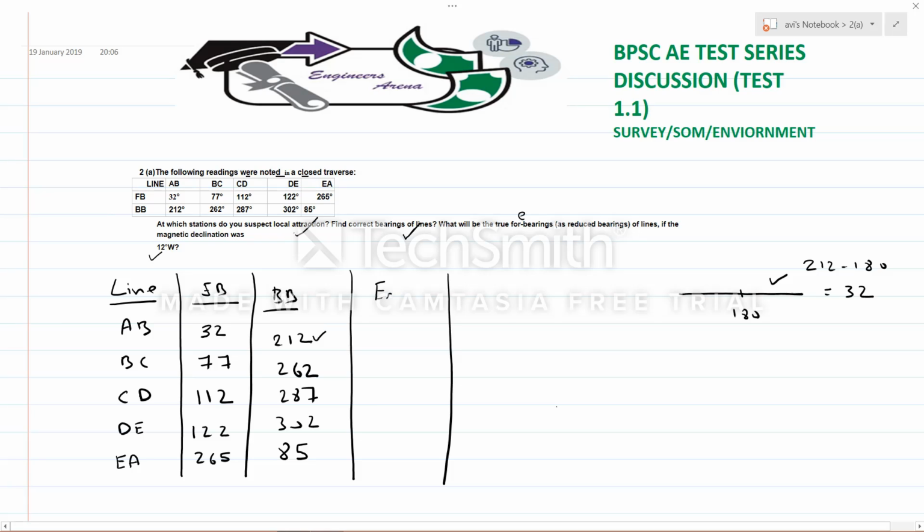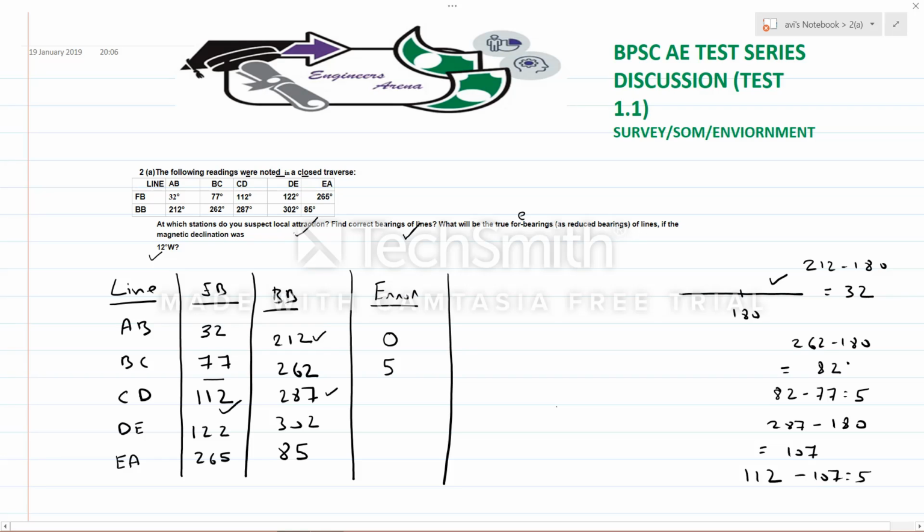Let us calculate the error. Here the error is 0. There is no error. Now 262 minus 180 degree, what will we get? 262 minus 180 is 82 degree. And the fore bearing is 77 degree. Therefore the error is 82 minus 77, which is equal to 5 degree. Now again 287 minus 180 degree will be 107 degree. Again there is error. The fore bearing is 112, so 112 minus 107 is equal to 5. So here there is also error.